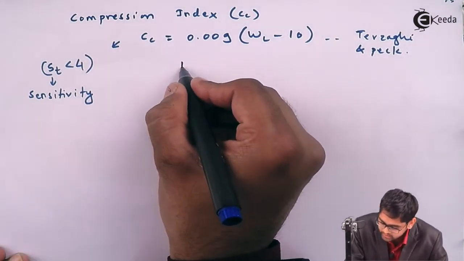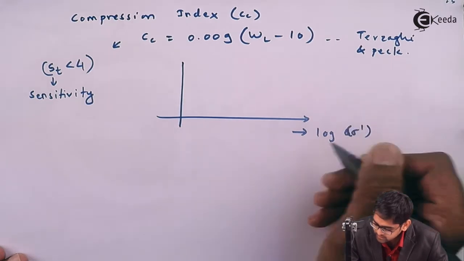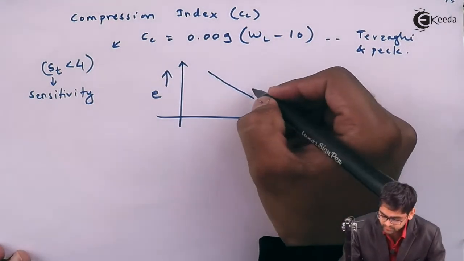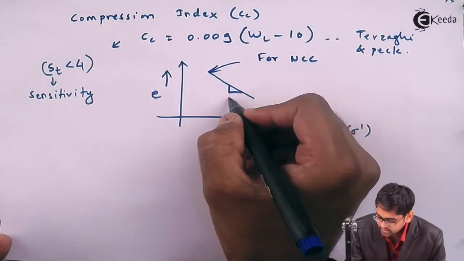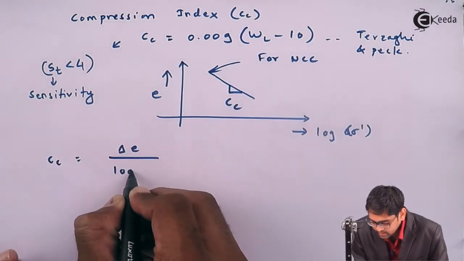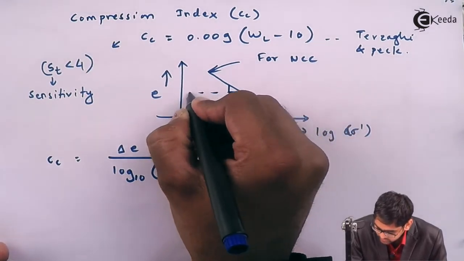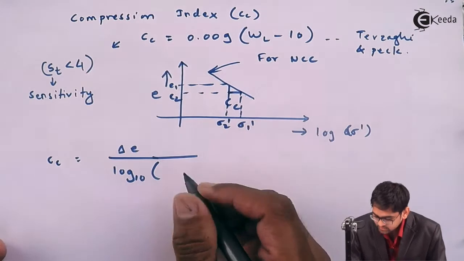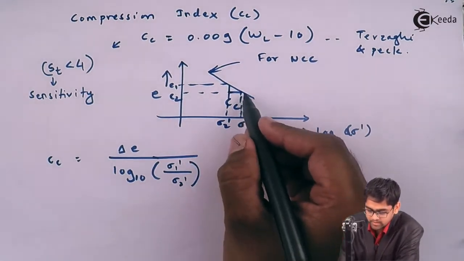So as you are aware, if the soil is normally consolidated, then if you plot the graph of log of sigma dash versus the E curve, you will get a straight line for normally consolidated soils. And the slope of this particular part we termed as the compression index, CC, and therefore from the definition, CC will become equal to delta E divided by log to the base 10 of sigma 1 dash divided by sigma 2 dash. Here, this is the initial E1, this is the final E2, this is sigma 2 dash, sigma 1 dash.